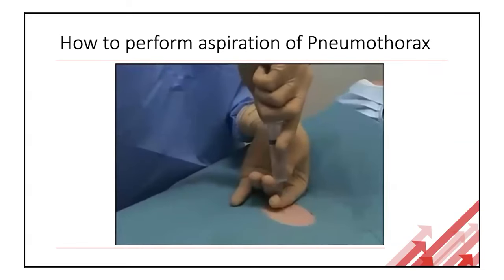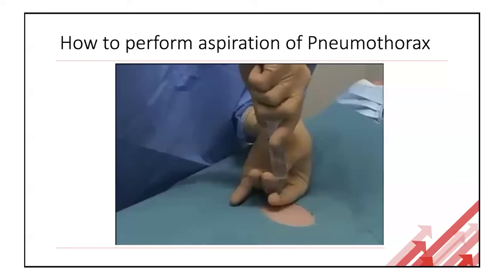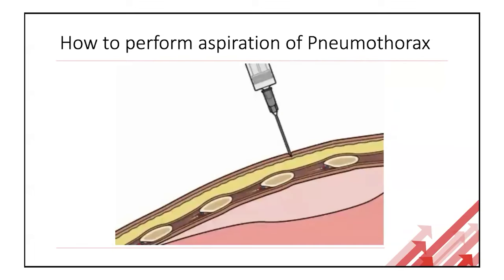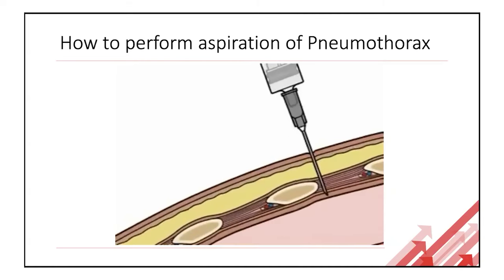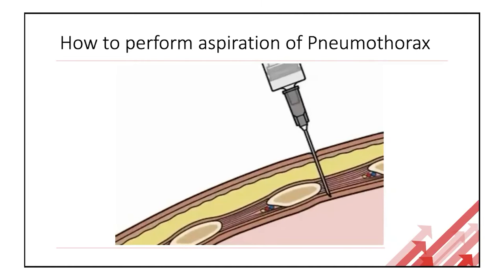perpendicular to the skin. Before injecting the anesthetic, always aspirate the site to make sure the needle has not entered a blood vessel. Progress with the needle just over the top of the third rib through the intercostal muscles in the direction of the pleural space. This will prevent injuries to the intercostal vessels and nerves, which lie just below the rib.